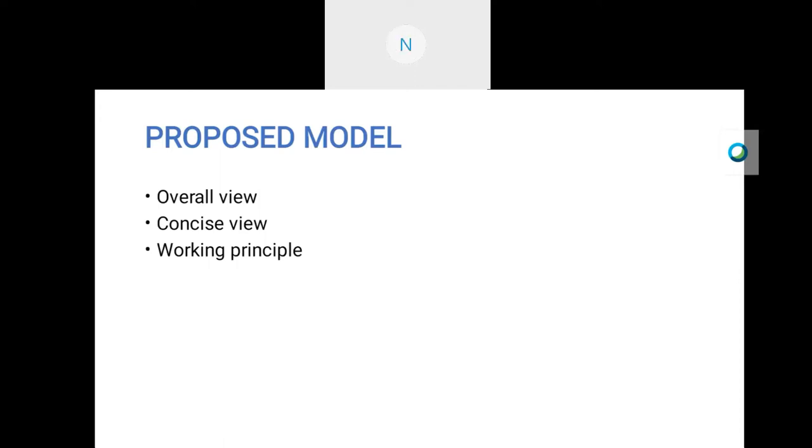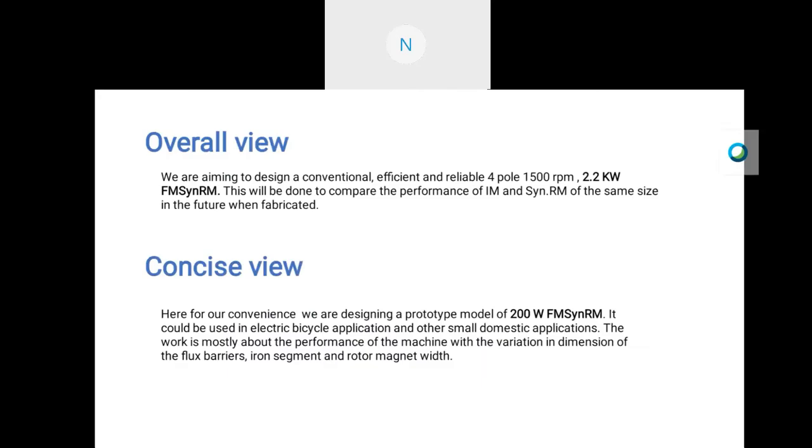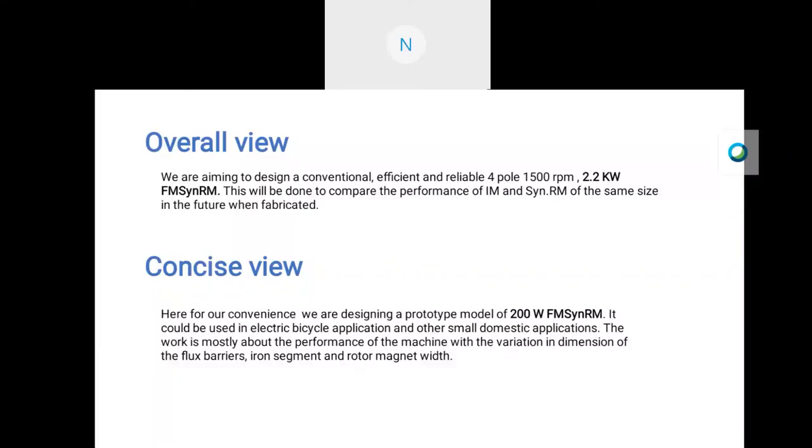Now coming to our proposed model. Our proposed model comprises the overall view, concise view, and working principle. Now coming to our overall view, we are aiming to design a conventional, efficient, and reliable 4-pole, 1500 RPM, 2.2 kilowatt FM synchronous reluctance motor. This will be done to compare the performance of an induction motor and a synchronous reluctance motor of the same size in the future when fabricated. The main purpose is for EV applications, so it's a huge amount of power.